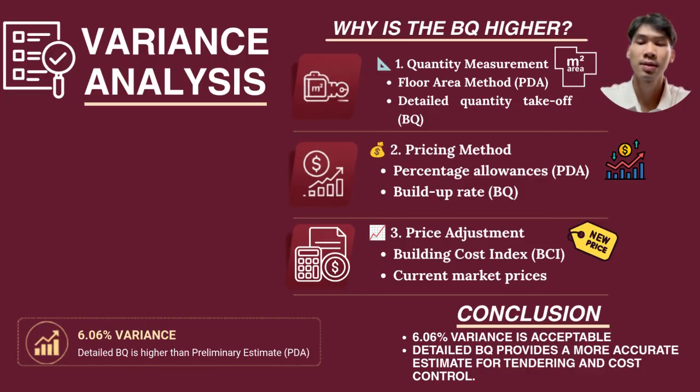So overall, this 6.06% variance is acceptable. It simply shows the difference between an early stage estimate and a detailed cost estimate, where PDA is for budgeting and PQ is for tendering and cost control.